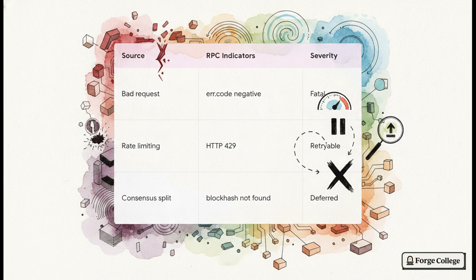And what if you see block hash not found? That is a consensus split. We classify that as deferred. Do not spam the RPC node. You need to escalate it.